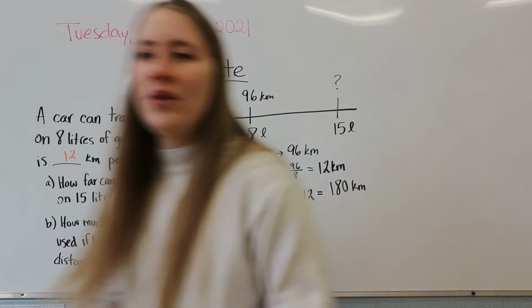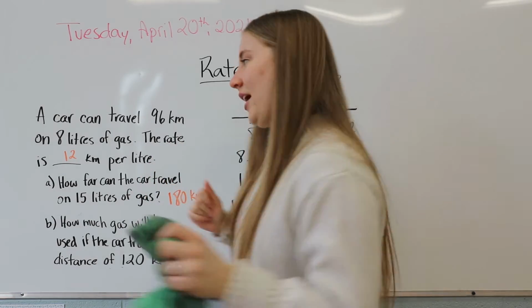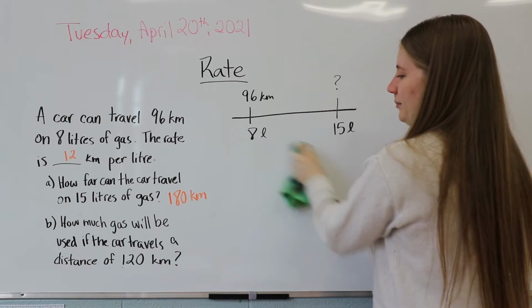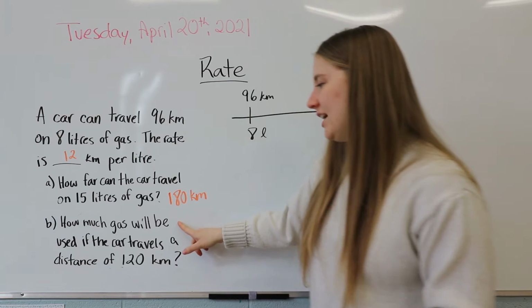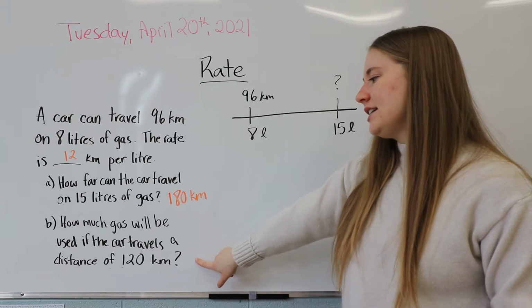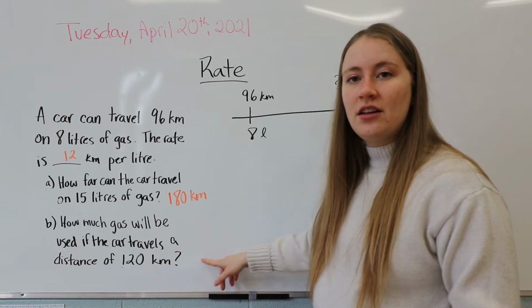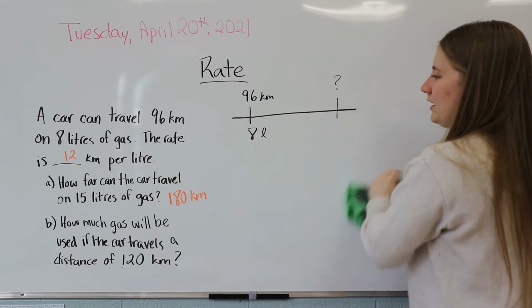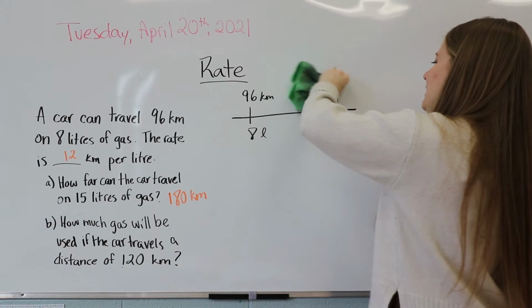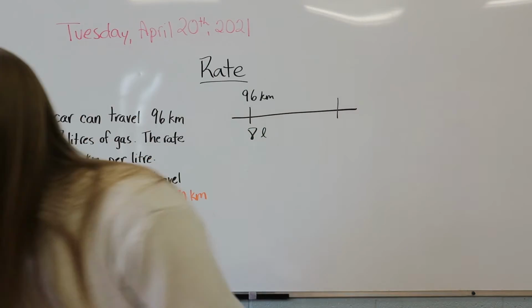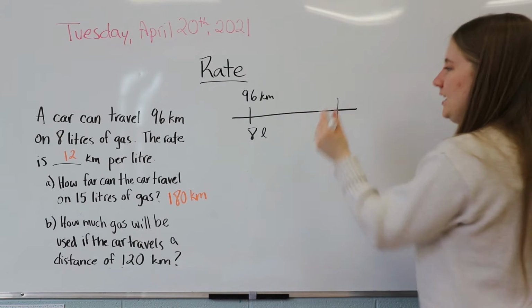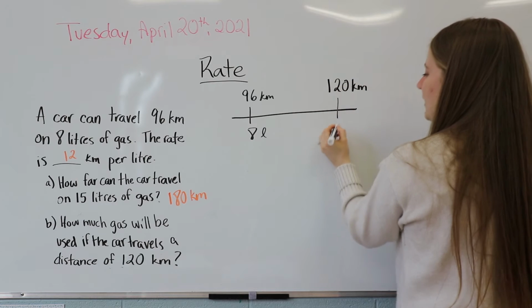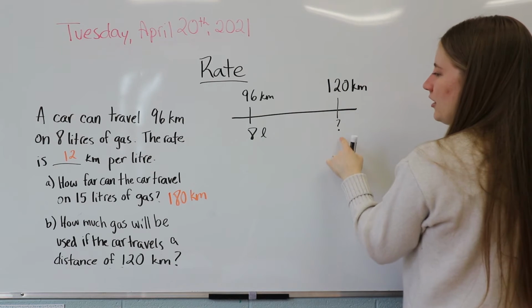But now we have to look at it in a new way. I'm going to erase this part because question B is asking how much gas will be used if the car travels a distance of 120 kilometers. So with our line diagram, we have to get rid of 15 because that's from A. And instead of our question mark up here, we have the second value, which is 120 kilometers. And here's where our question mark goes.